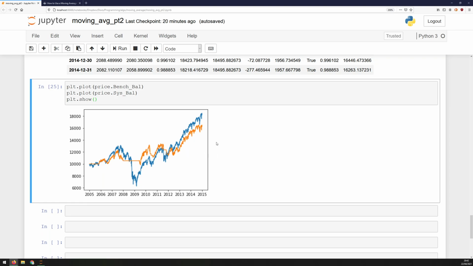So what this is showing is that although overall the return is not quite as good, potentially it did avoid some of this downturn from before.